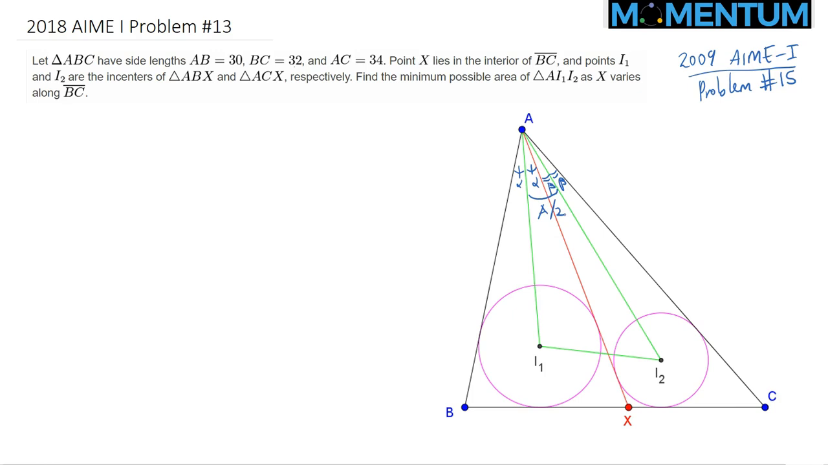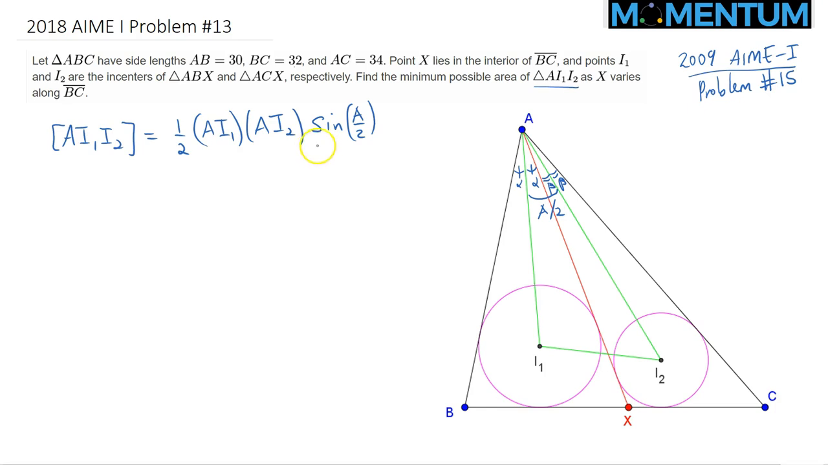So that would suggest that we can calculate the area of this triangle. Let's write that down, AI1I2, simply as 1/2 AI1 times AI2 times the sine of the angle between those two sides, which is just angle A over 2. And that's exactly what we want to minimize.